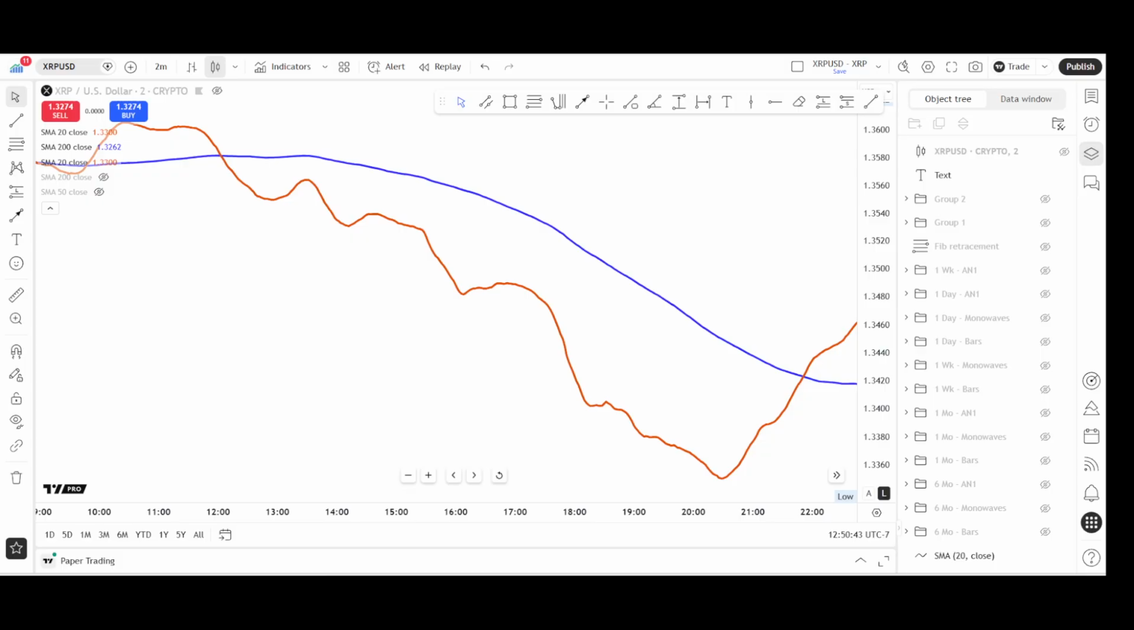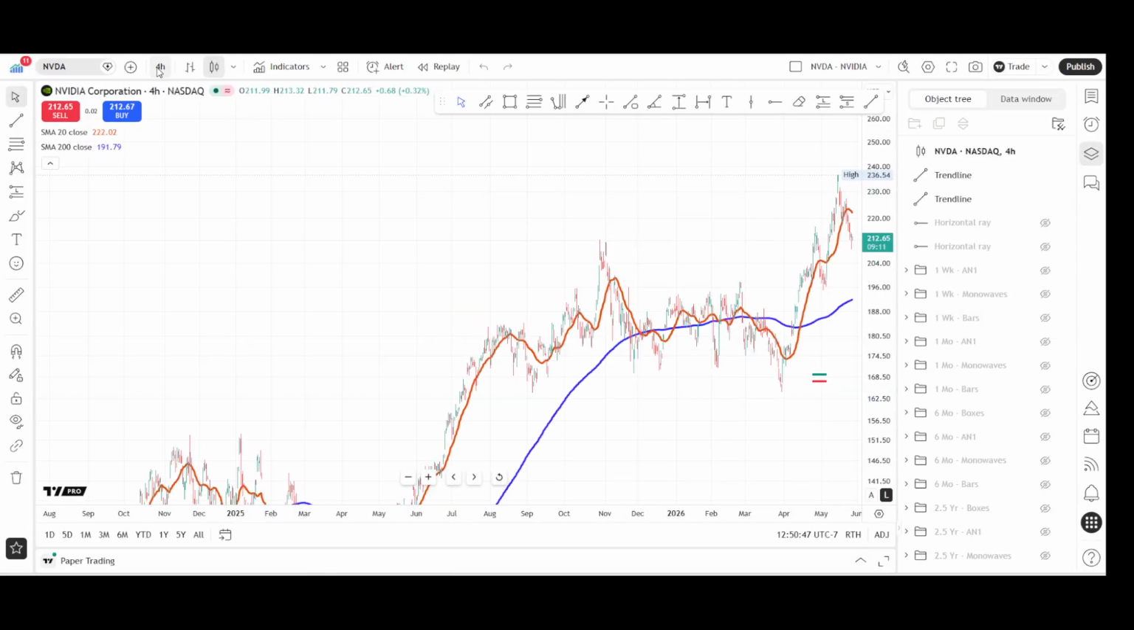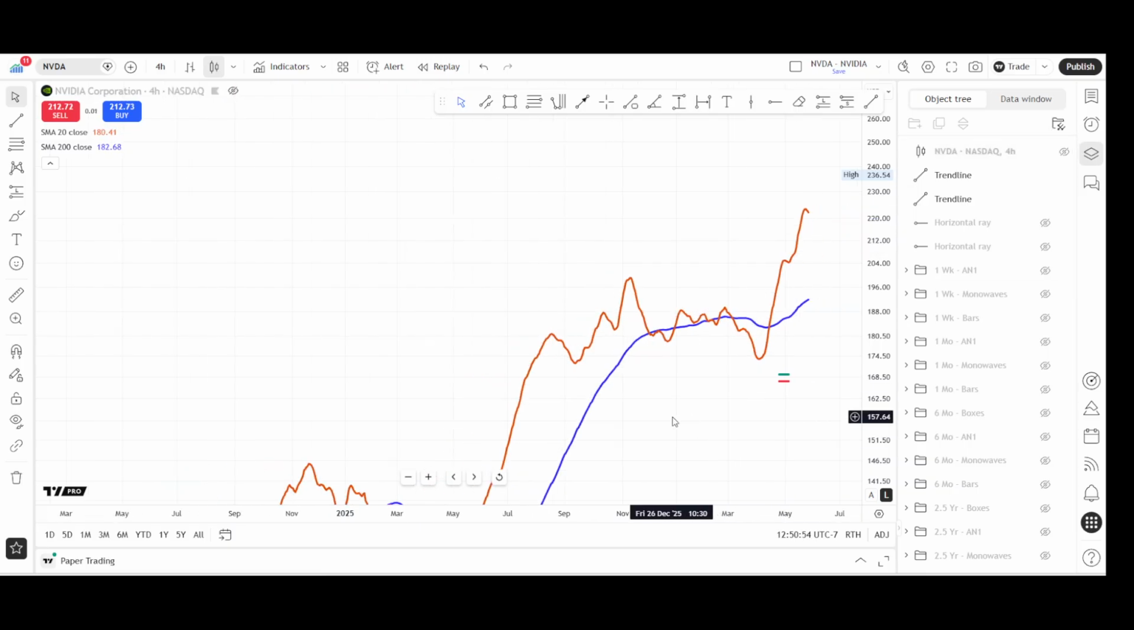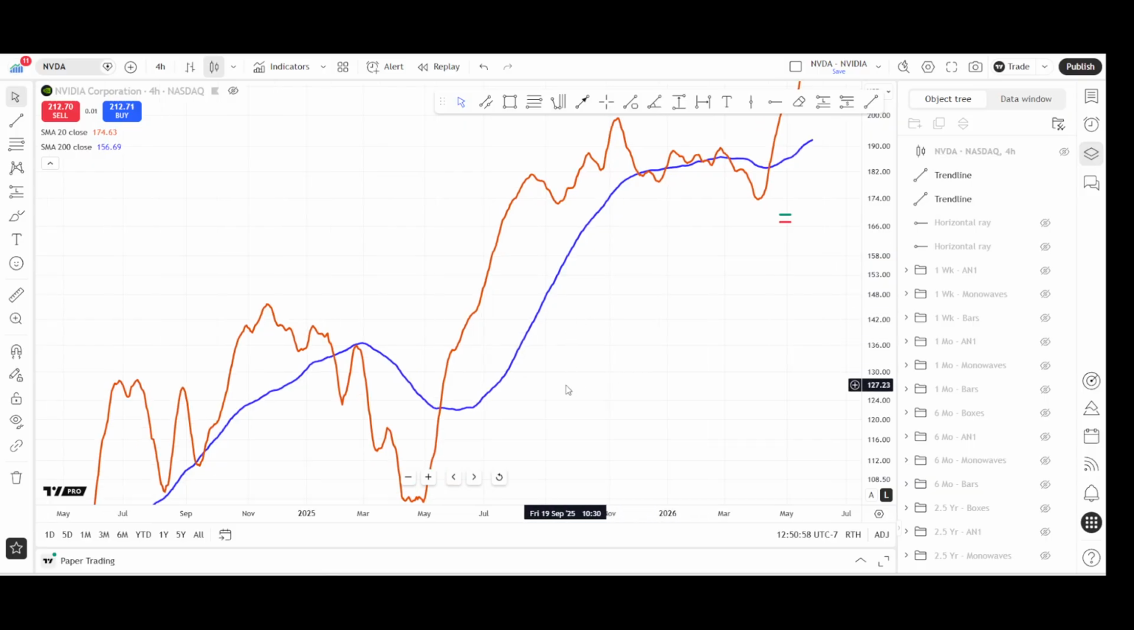Let's look at a different market. Let's look at NVIDIA. And we are on the 4-hour chart. Let's get rid of the market itself. It's a bit of noise. And let's look for trend waves, or trend state rather.